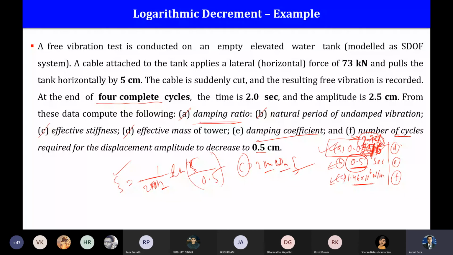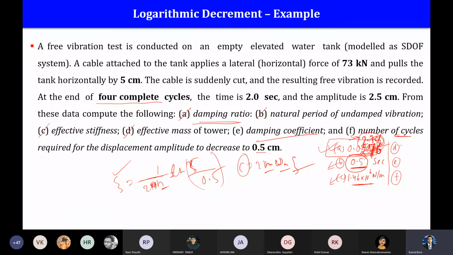And then the last one is the number of cycles required for the displacement amplitude to decrease to 0.5 centimeter. You know this formula, right? Zeta equals 1 by 2 pi n. Here instead of j I am calling it n. ln of 5, which is the starting value, divided by 0.5, since it is asking to decrease to 0.5. And 1 by 2 pi n is zeta, because zeta is the logarithmic decrement delta by 2 pi, right? That is what I have written. Everything is known here, zeta you know, you have to find n.